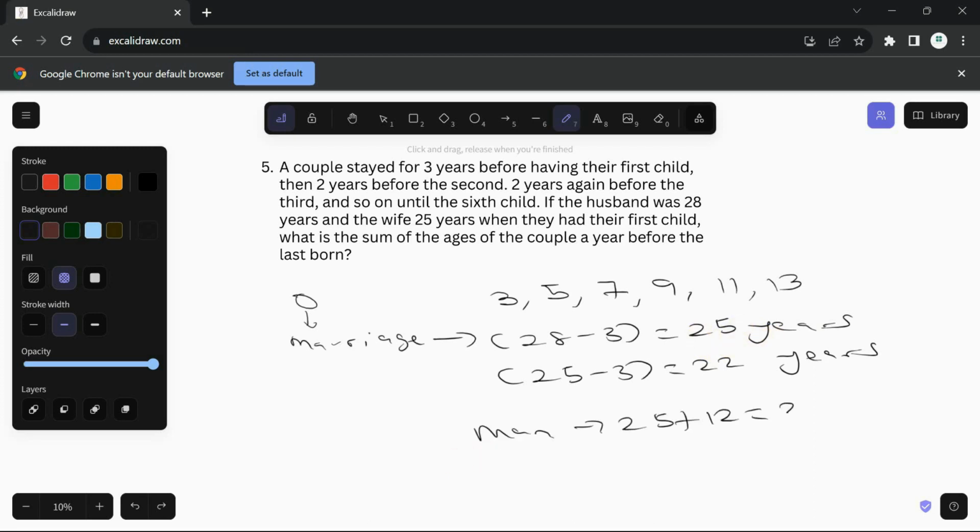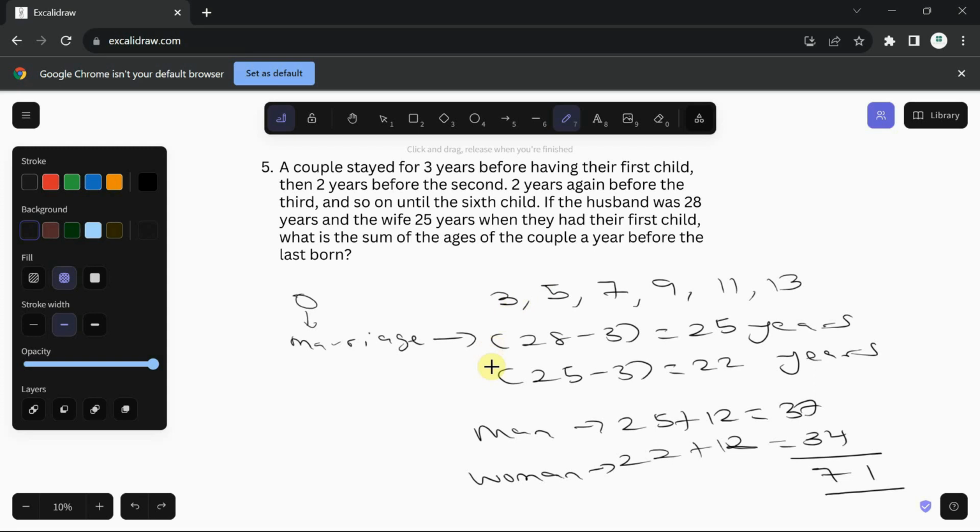It was 37 years, yes, and the wife was 22 plus 12 years, she was 34 years old, right? So if I had the sum, let me put this place as the woman. If I had the sum of the ages, 37 plus 34, that would give you what? 71. So that means that a year before the couple had the last born, which was 12 years after, the sum of their ages was 71.